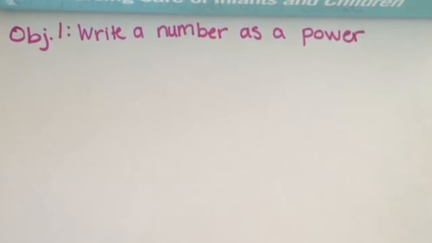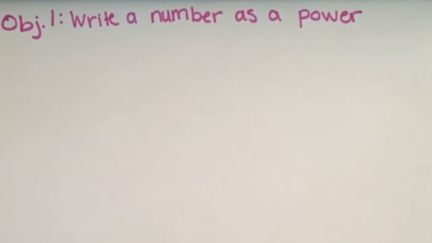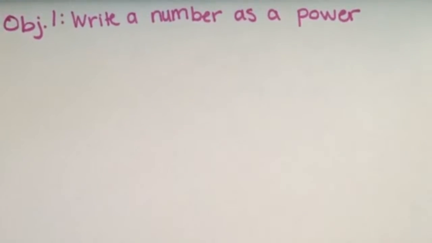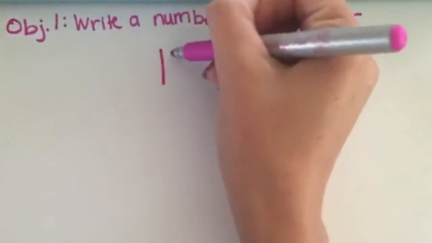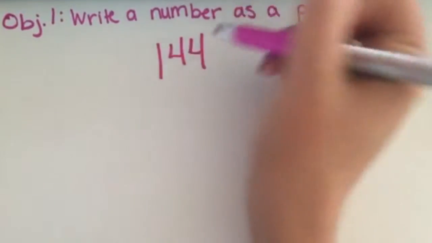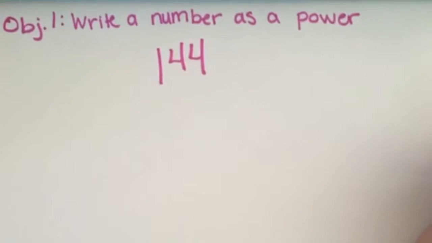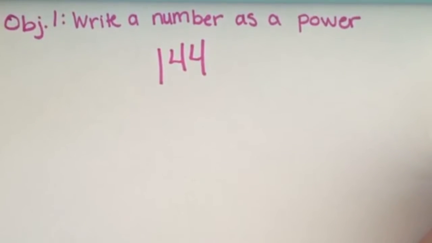So we are going to work on our first objective, which is writing a number as a power. In order to write a number as a power, we need to find its prime factorization. So let's consider the number 144. We know that this is not a prime number. This number has more factors than 1 and itself. So we need to find the prime factorization of this number.